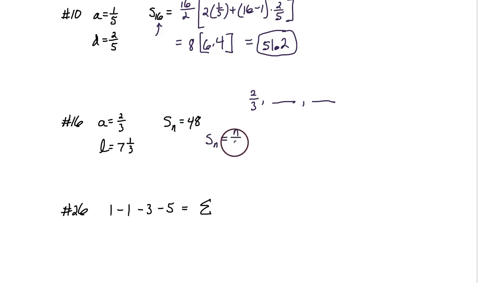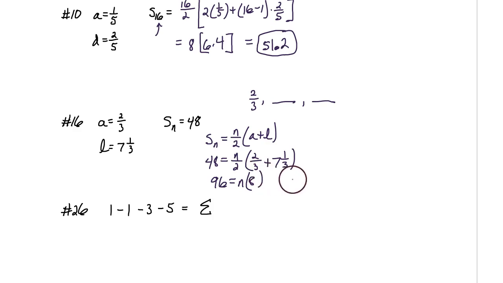It is n divided by 2 times a plus l. For S sub n, we can substitute 48. For a, we can substitute 2/3, and for l, 7 1/3. And then solve this for n. So you can times both sides by 2. We have 96 equals n times, and then 2/3 plus 7 1/3 makes 8. So divide by 8 to get n alone. And that answer is 12.